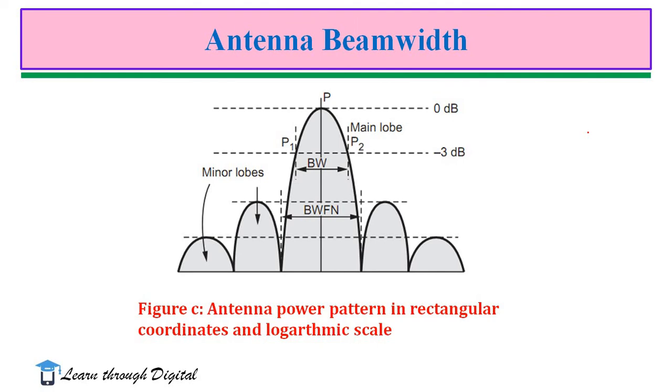This is the antenna power pattern in rectangular coordinates and in logarithmic scale. So, as we discussed, this is the point P. It indicates the maximum radiated power at this point, and we mark the points P1 and P2 at 3 dB down from the maximum value. To find the beamwidth, we measure the angular separation between the points P1 and P2.